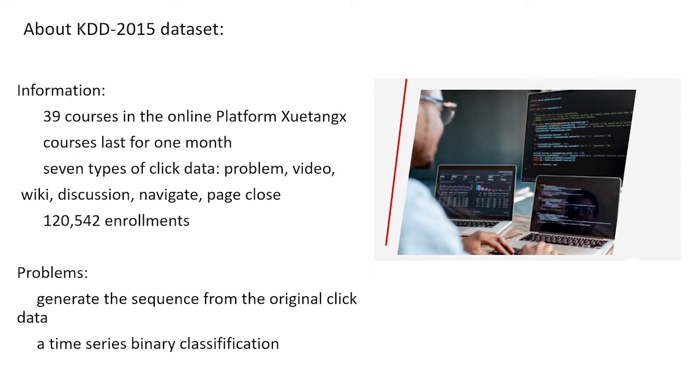From previous work, we know that the dropout prediction problem is actually a sequence prediction problem. Our task is to take a sequence of the participant, which is generated by participant learning behavior in time order, and then we use a classification model to predict whether this participant will eventually drop out or not. This can be summarized as a time series binary classification problem.